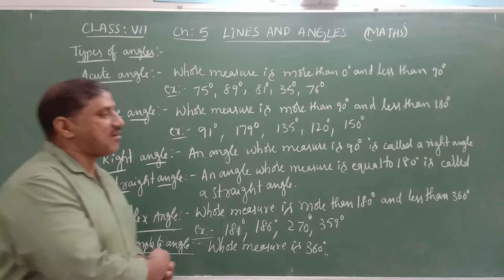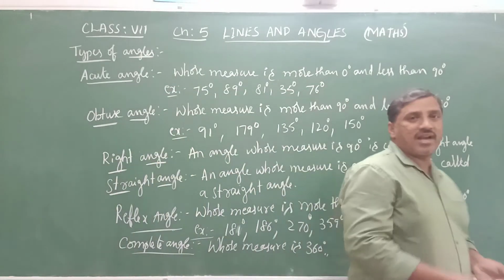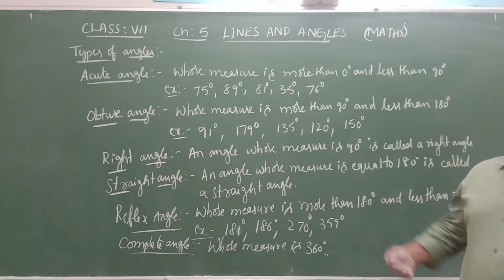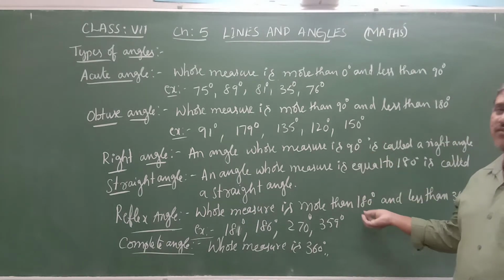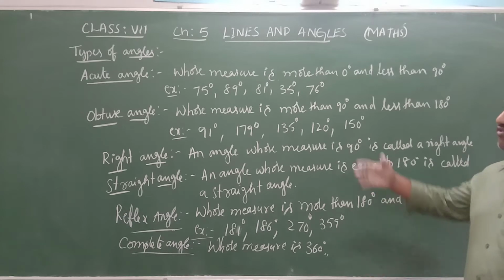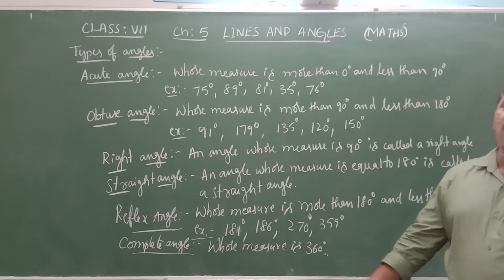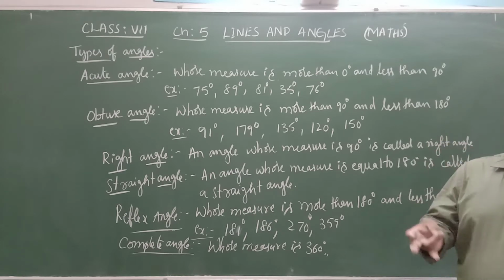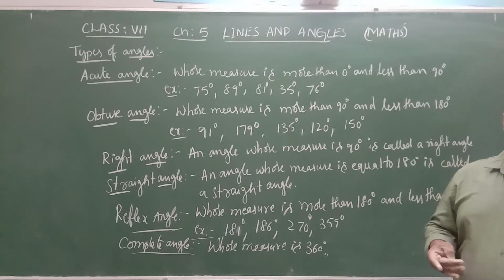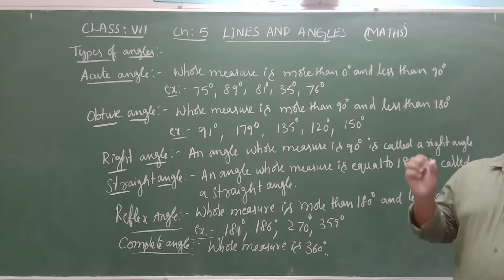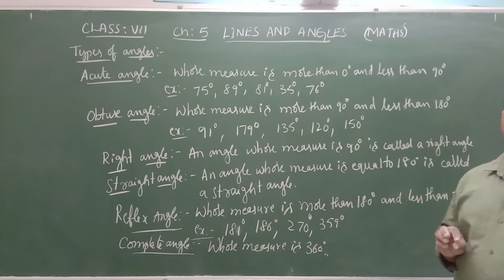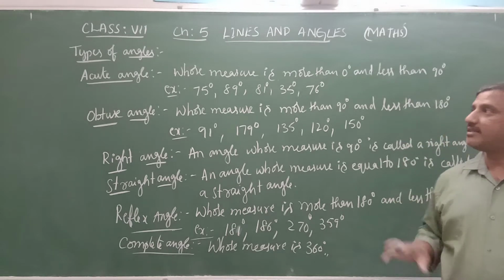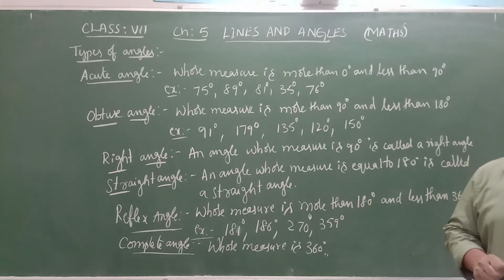So these are the types of angles we have studied in the lower classes, that is in class 5 and class 6. Other than this, we have some more angles: complementary angles, supplementary angles, adjacent angles, linear pair of angles, and vertically opposite angles. Now we will discuss these 5 types of angles. Is it clear, children?